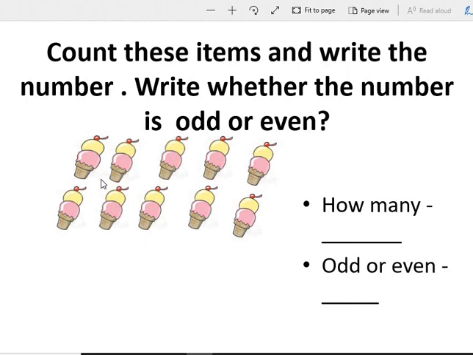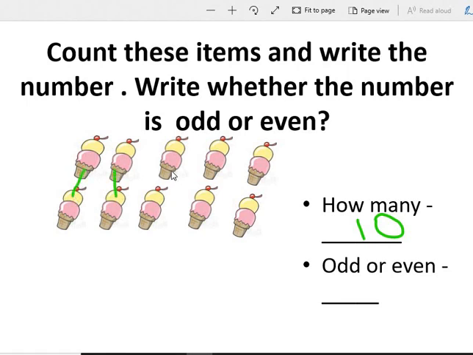First let's count these ice creams. There are 1, 2, 3, 4, 5, 6, 7, 8, 9, 10. How many ice creams are there? 10. Now you need to find out whether number 10 is odd or even. Just now we have seen that an even number makes a perfect pair and an odd number does not make a perfect pair of 2. So let's make the pair and see.